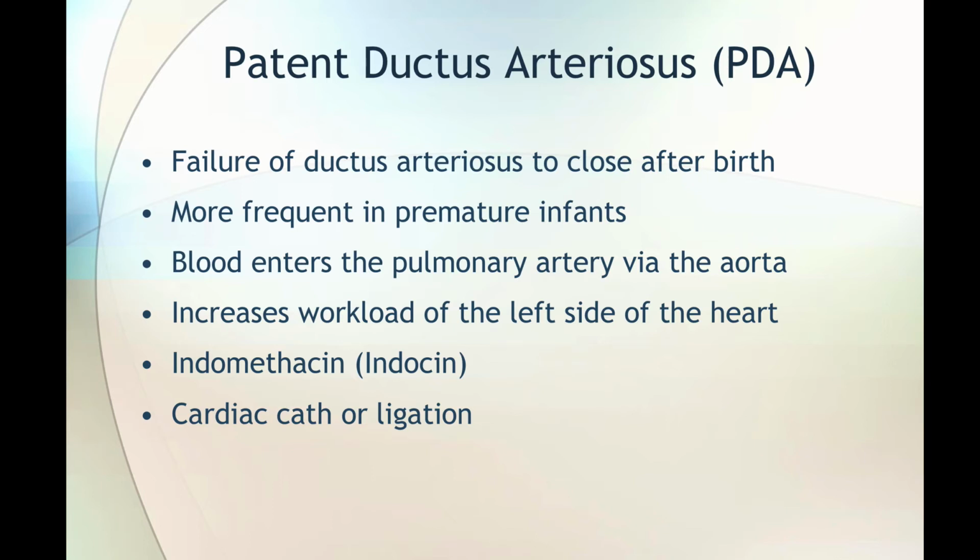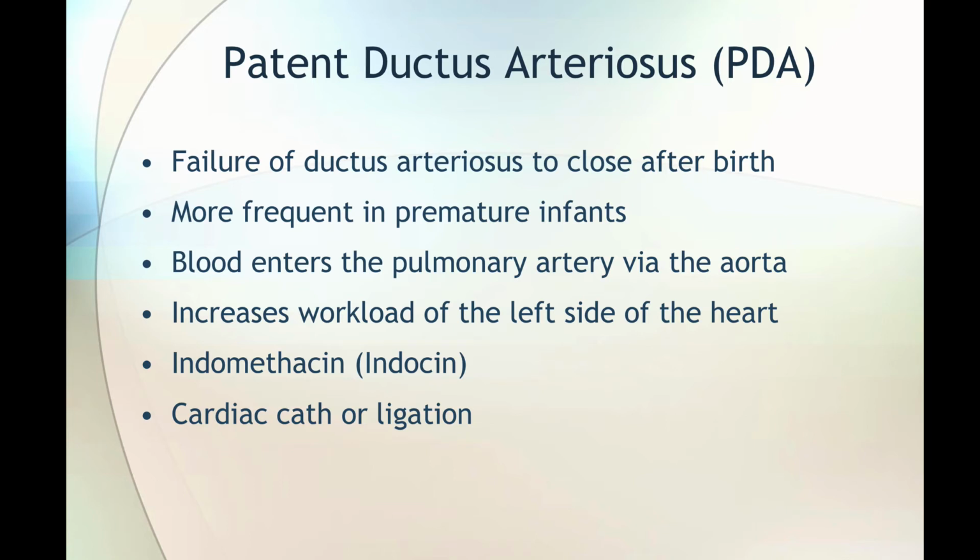And then what happens is the blood flows from the aorta down into the pulmonary artery. There's like a little tunnel that allows that backflow into the pulmonary artery of oxygenated blood that then flows back into the lungs. And this can be problematic. It also increases the workload of the left side of the heart. That can be a big problem as well. So we need to get that closed as long as there's no other heart problems, and we'll talk about that later.